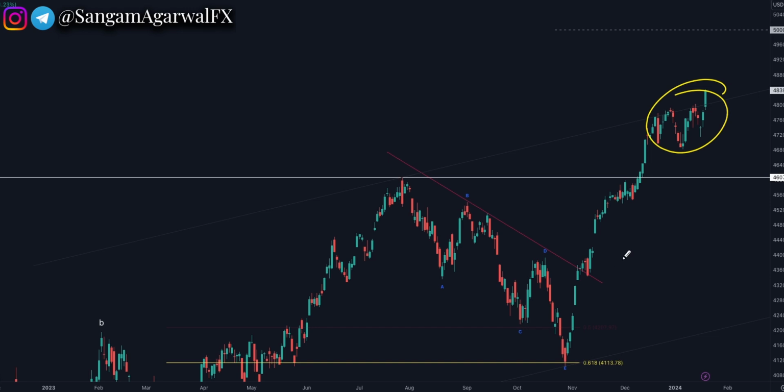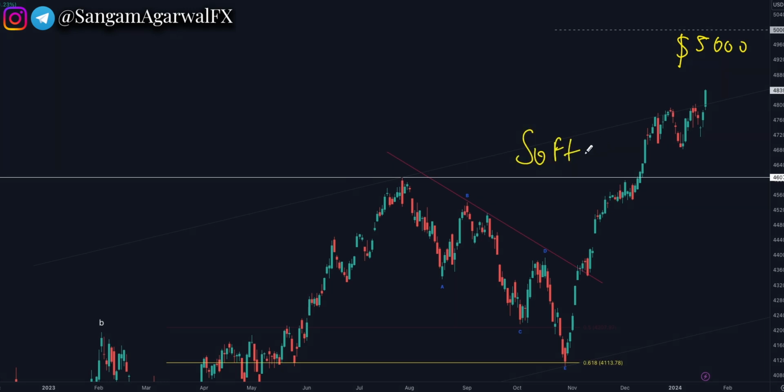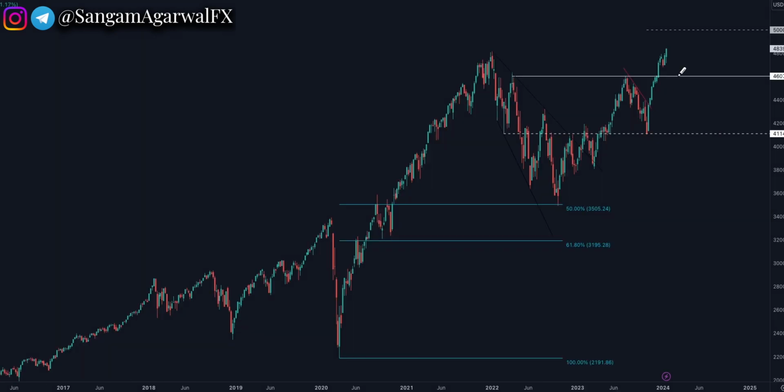S&P 500 daily chart: after the sideways correction, now it is flying with a range breakout, and everyone is waiting for the $5,000 psychological level. In a soft landing, nothing will collapse and stocks will only fly. The more soft-landing supporting data comes, the more stocks will go up. And now it is making a new all-time high.